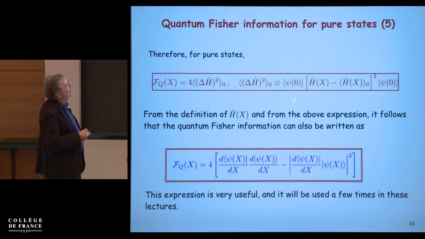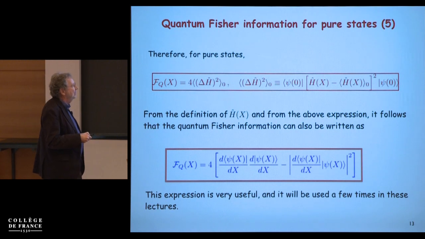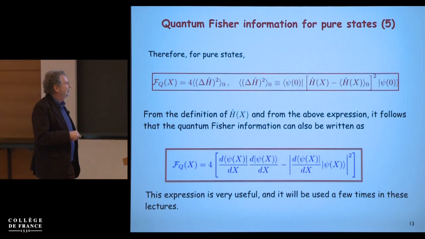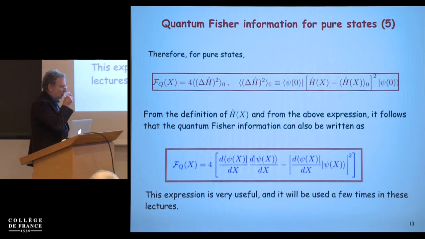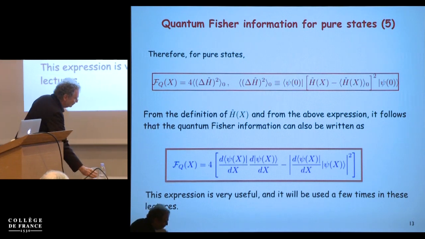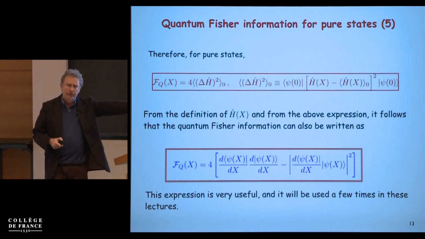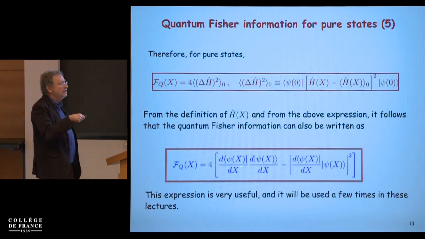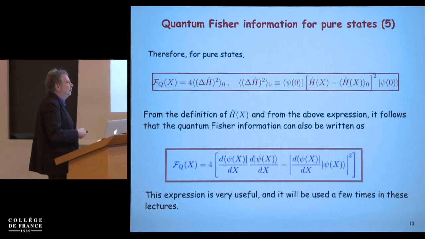And also from the definition of H and from this expression here, it's also simple to show that this quantum Fisher information can be expressed in this way in terms of the outgoing state that depends on X. And this expression here is actually very useful, and we are going to use it a few times in these lectures. It is useful because many times you have some dynamical process, the probe goes through it, and you calculate the outgoing state. If you have the outgoing state, you plug it in this expression, then you have the quantum Fisher information.